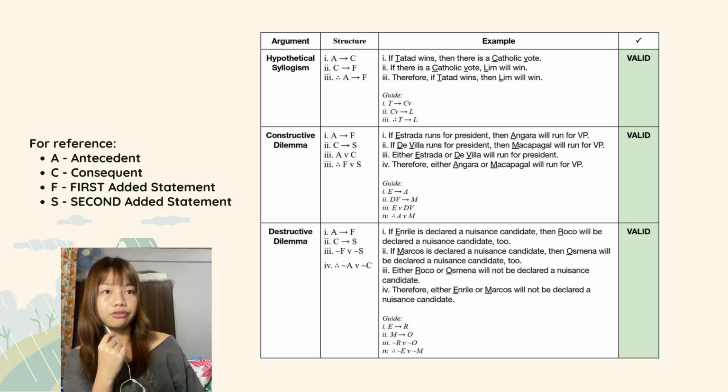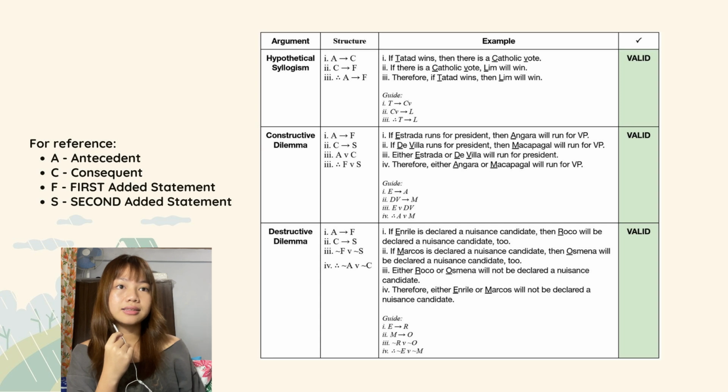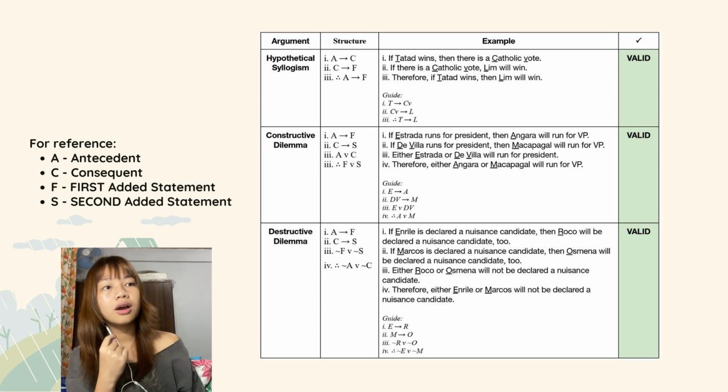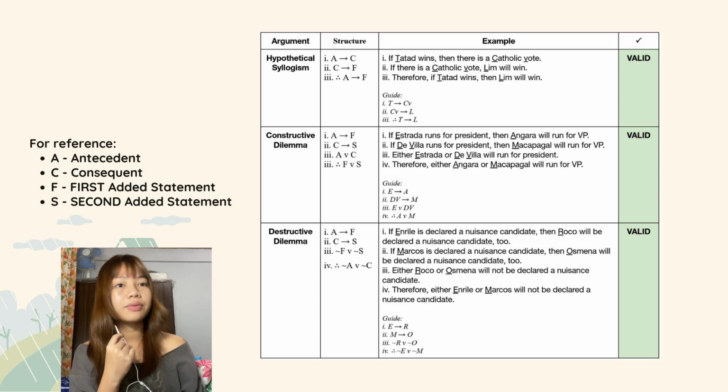The third argument form in the slide is called a destructive dilemma, which is also a valid argument form that is a combination of two modus tollens, meanwhile. This is valid because it denies the consequent of both conditionals on the second and third premises. Therefore, we can validly conclude the denial of the antecedent in the conclusion.